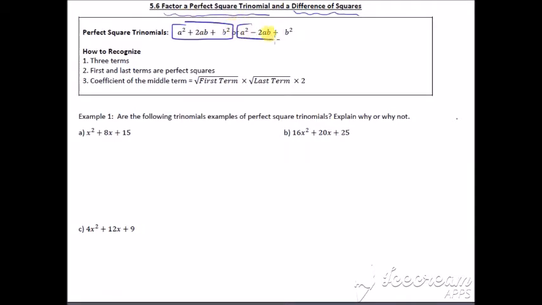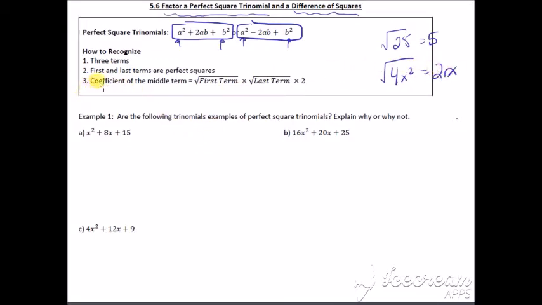Okay, so the first term here is always something squared, and then the last term is also something squared. And then you have plus 2ab or minus 2ab. So this is how we recognize it. There's always three terms. The first and the last are perfect squares. That means you can take them and you can root it. So for example, 25 is a perfect square because it nicely roots to 5. Okay, 4x squared is a perfect square because it nicely roots to 2x.